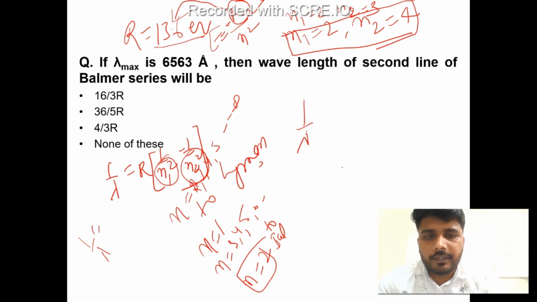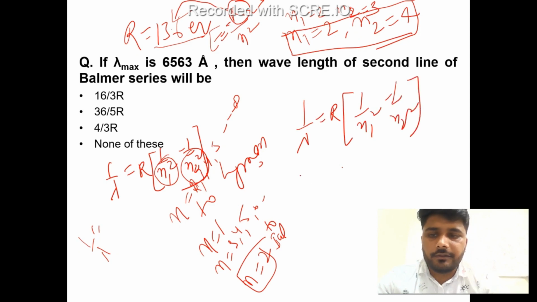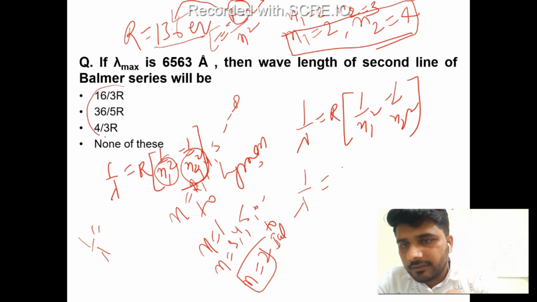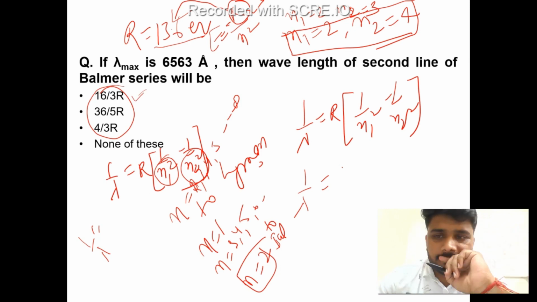1 upon lambda is equal to 1 upon n1 square minus 1 upon n2 square. You have to select from these options only. One is 16 by 3R. Do not convert into decimal. Only fractions. Yes, yes. Yes, lambda.